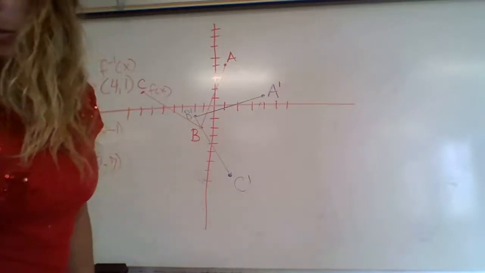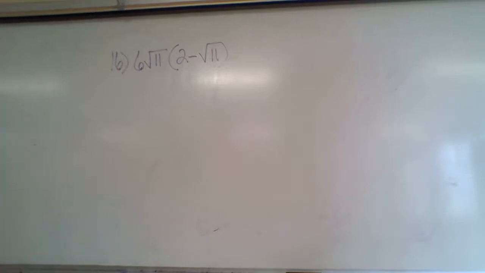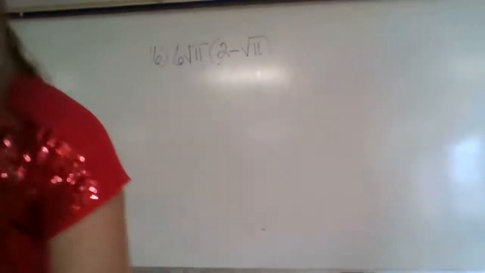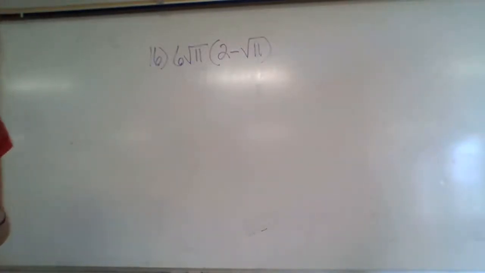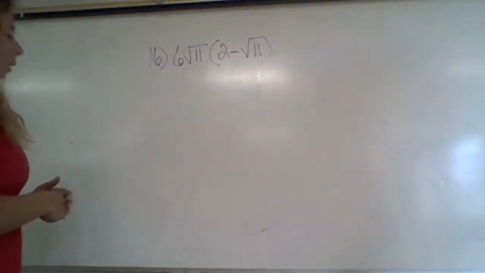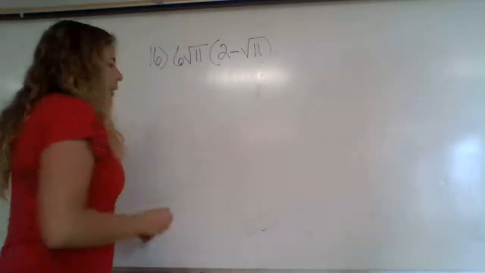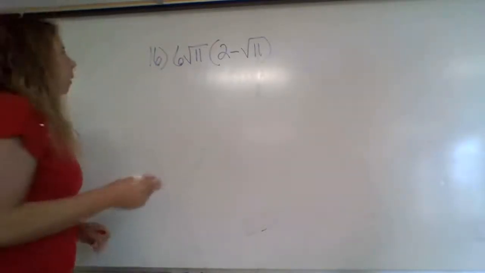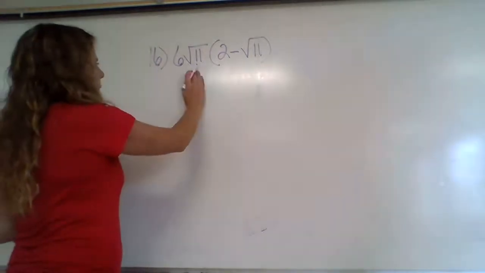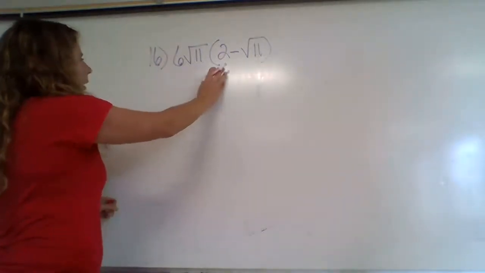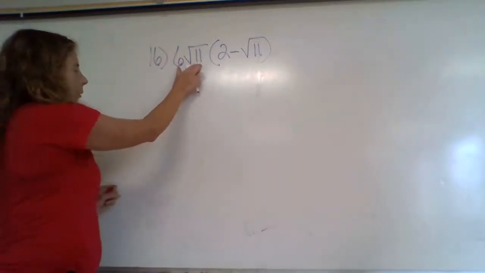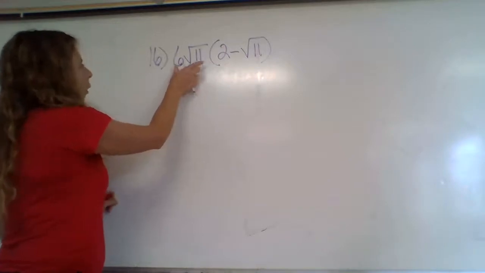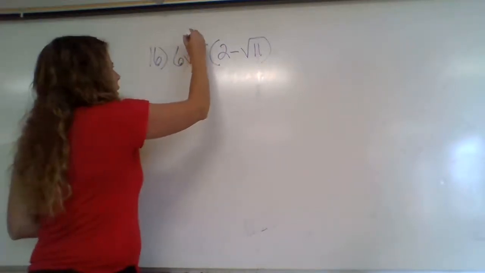Okay, so I'm going to move on to 15 through 20. I'm going to start with number 16, just because. For these, it says multiply, write your answers in simplest radical form. So we don't want any decimals. So I have 6 times square root 11 times 2 minus square root 11. So you're going to distribute this whole thing.